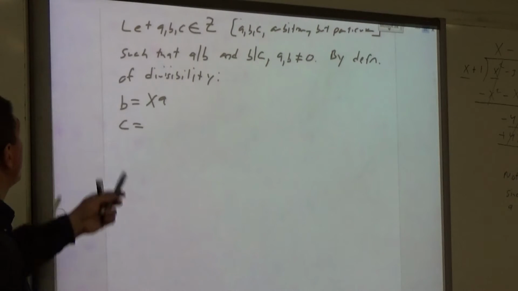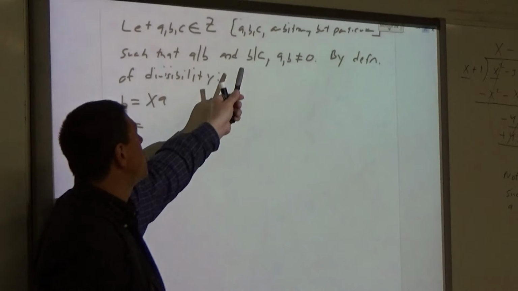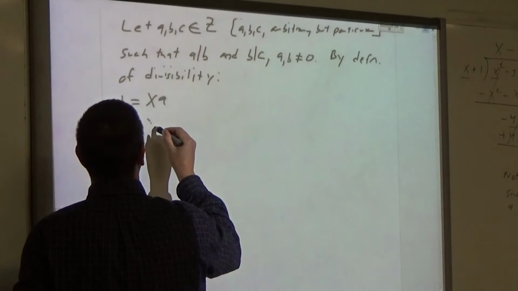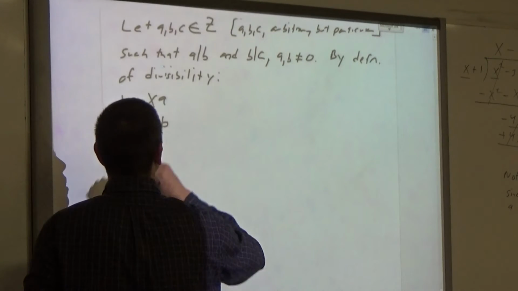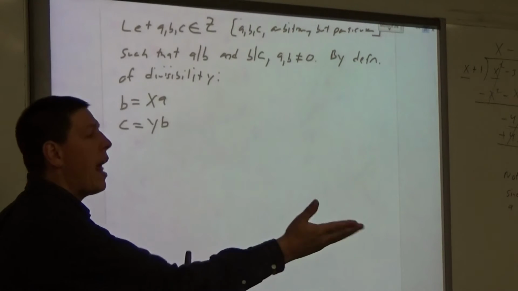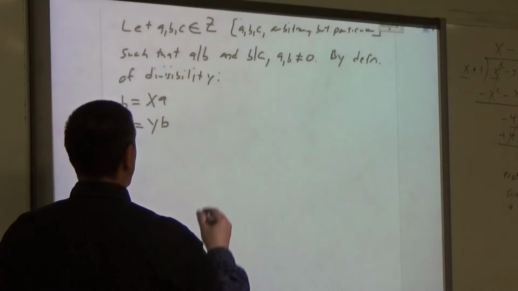What can we say then about C, since B divides C? So we could say that C is equal to Y times B, because again, B is a factor, which means that if you have two integers that multiply, they should be equal to C. A couple other things we should say. What should we say at this point now that we've introduced new variables? Yeah, we definitely have to say that X and Y are integers.